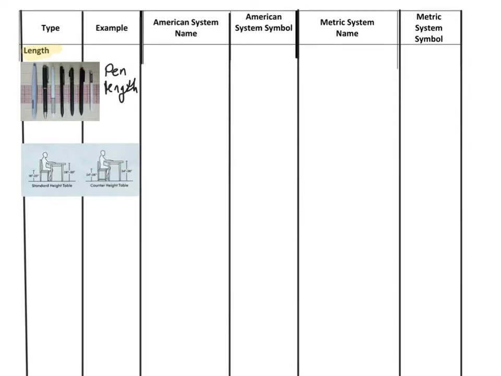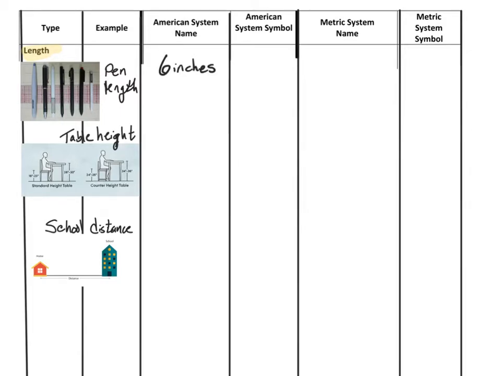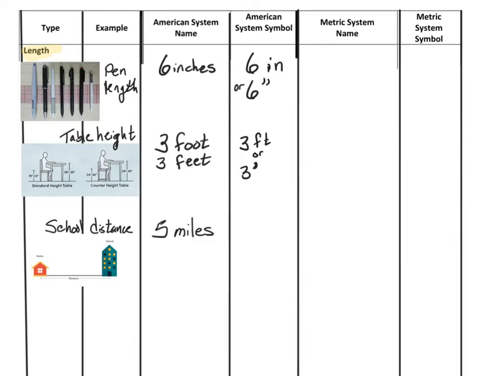How tall is this table? Or how far is it to school? In the American system, we would say that the pen is 6 inches long, or we would abbreviate that as 6 IN. We would tell you that the table is 3 foot tall, or again abbreviated 3 FT for foot. And we might say that the school is 5 miles away, using the abbreviation MI for miles.